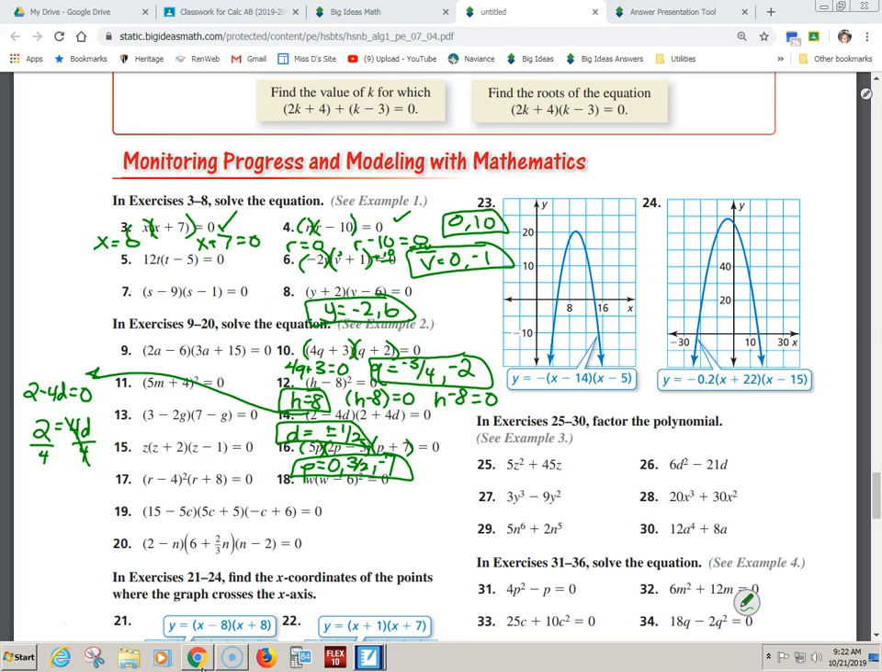Does anybody have an answer for number 18? That's where a lot of you got stuck, but actually there are 2 answers, and they weren't that bad. What is it? 0. Yeah, got it, Trey. 0 and 6. Trey got it? I'm serious.